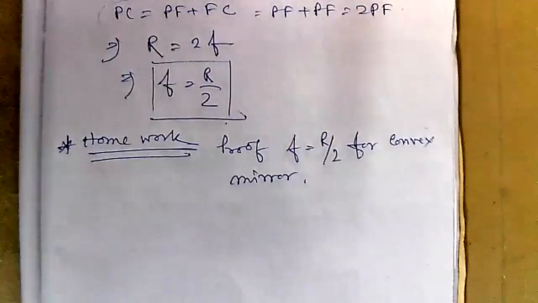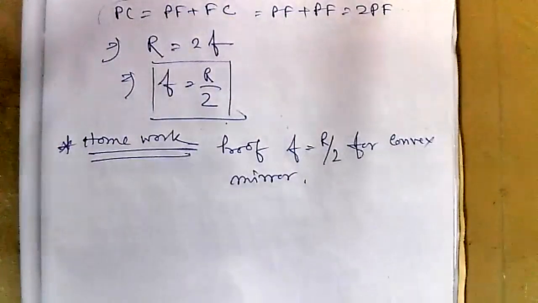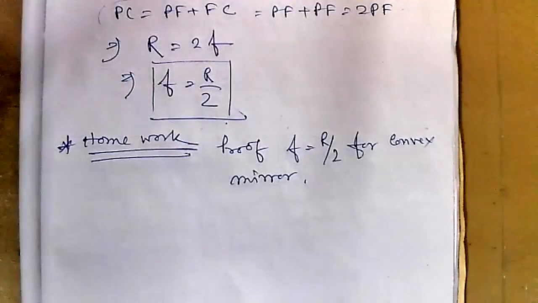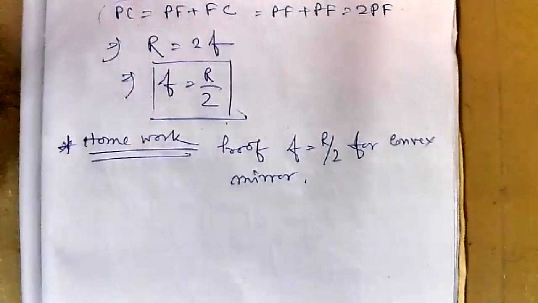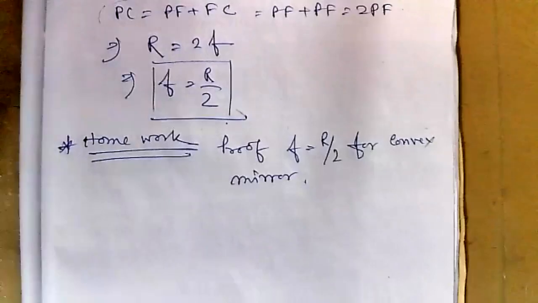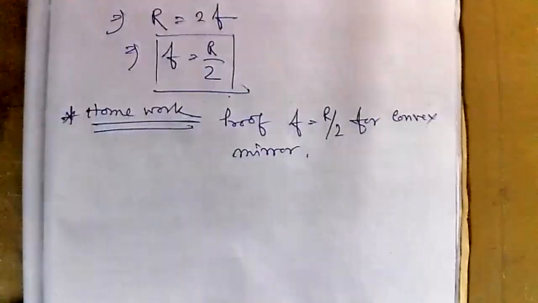Now next we will find a relationship between object distance, image distance, and focal length, which is called the mirror formula. Before going into the mirror formula, we need to learn the rules of drawing images, the rules of drawing ray diagrams.